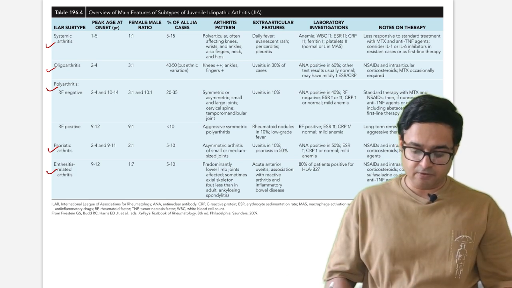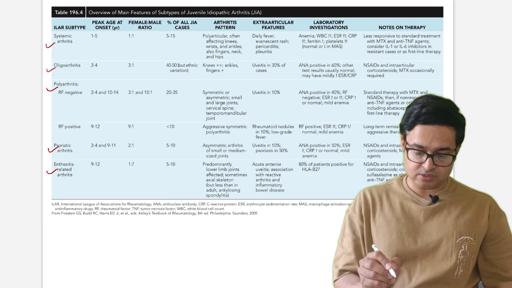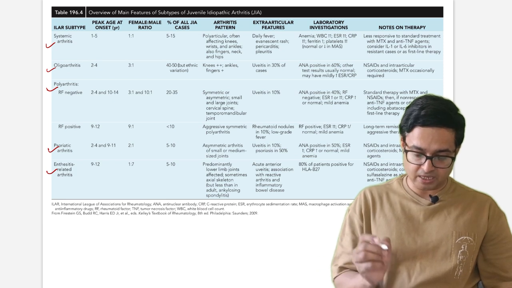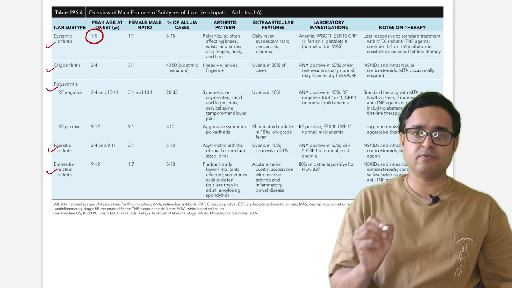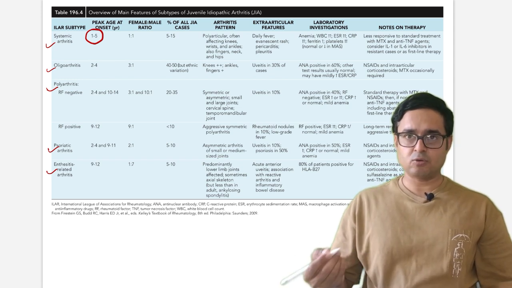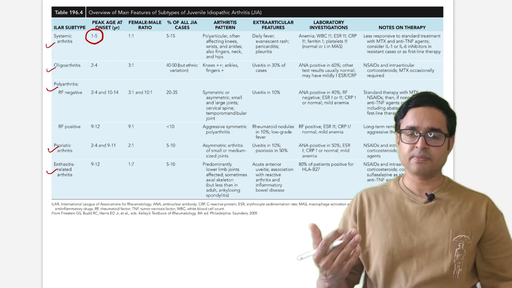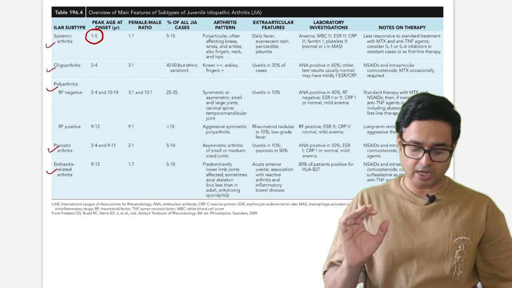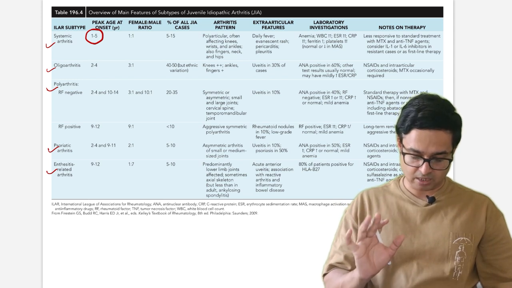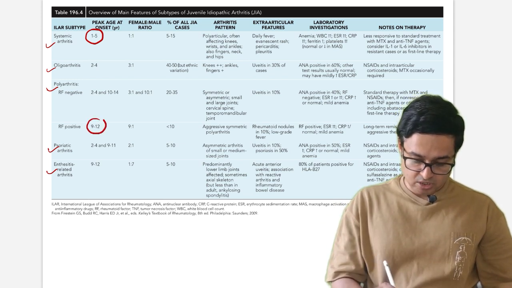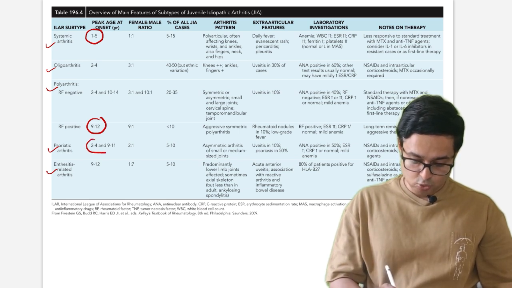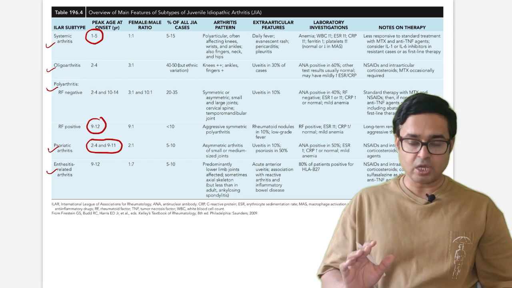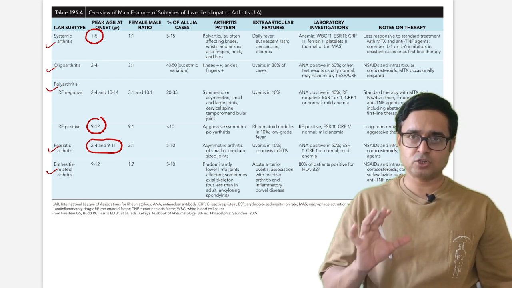First, see peak age at onset. Which age is the peak age? You are able to see systemic arthritis is 1 to 5 years, which is around after infancy, in preschool age systemic arthritis is more common. RF positive is generally around 10 years. Psoriatic arthritis has two peaks, 2 to 4 and 9 to 11. You have to remember those things which I'm highlighting.